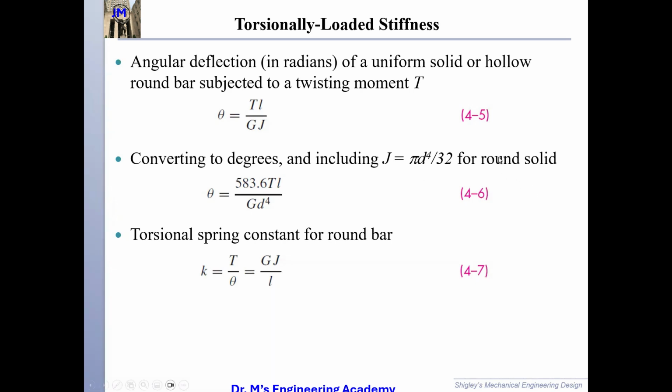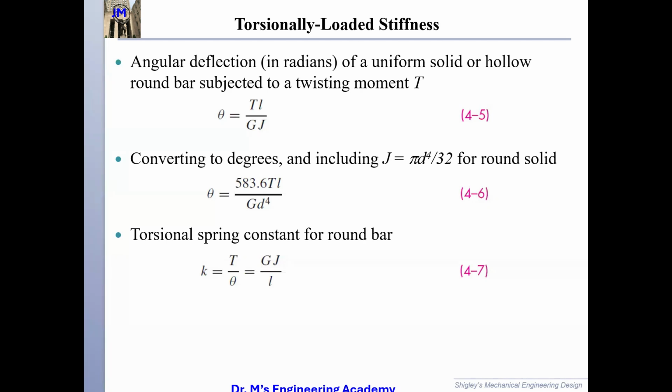For the special case, if this beam is a round beam, a full circular beam, J can be calculated using this one, then theta can be simplified using this equation, which includes the diameter here. And then I would get theta, okay? Then the spring constant can be treated as T divided by theta, and theta contains T here. So this is our constant for the torsionally loaded state.